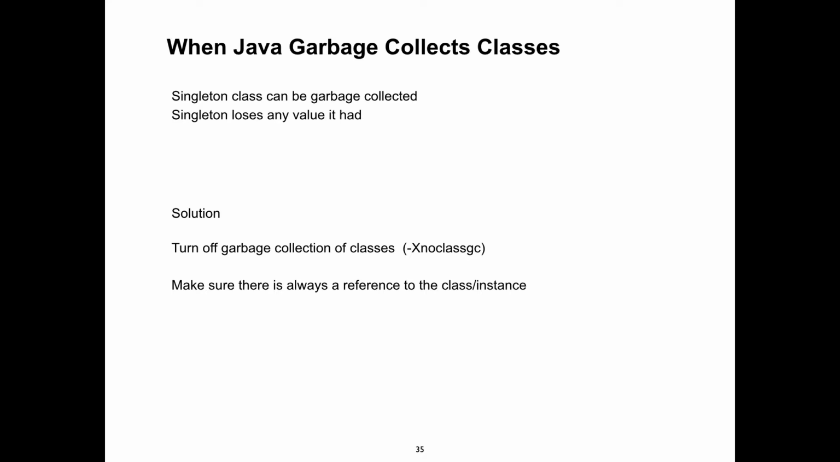Yeah, so what you need to do is find a place where you can put a reference to your singleton that won't go away. For example, in Java, you have system properties, right? You can add system properties as a dictionary, and it doesn't go away. So if you add your singleton to the system properties, now you have a reference that won't go away.